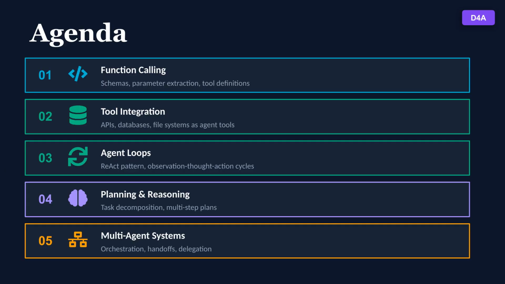5 sections. First, function calling. How to give a model structured access to your tools. Second, tool integration, connecting agents to APIs, databases, and file systems. Third, agent loops, the ReAct pattern, reasoning plus acting in a cycle. Fourth, planning and reasoning, how agents break complex tasks into steps. And fifth, multi-agent systems, multiple agents working together.